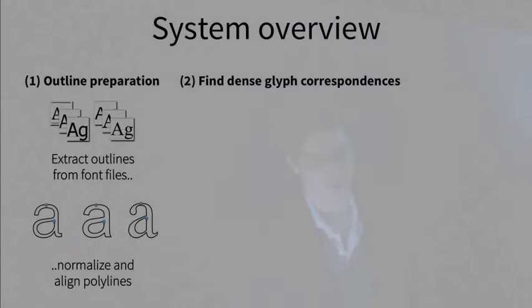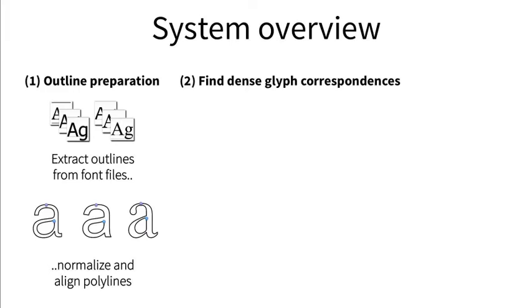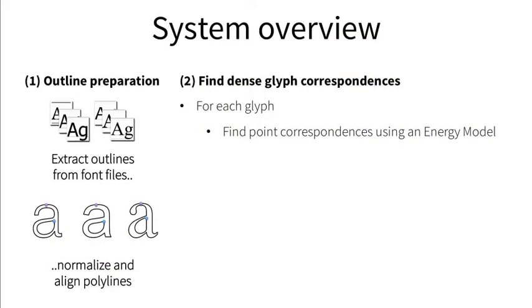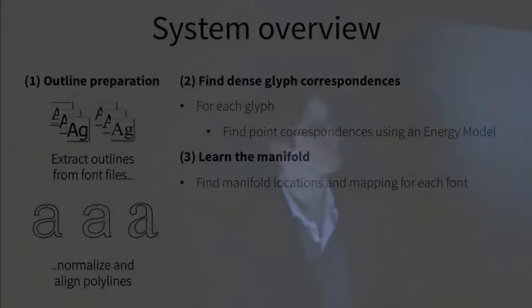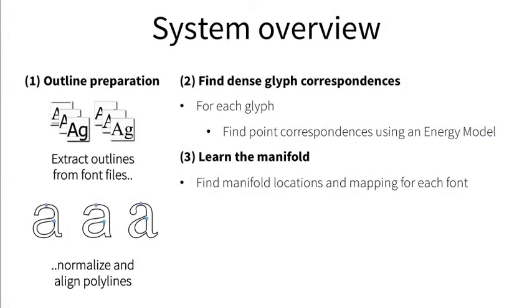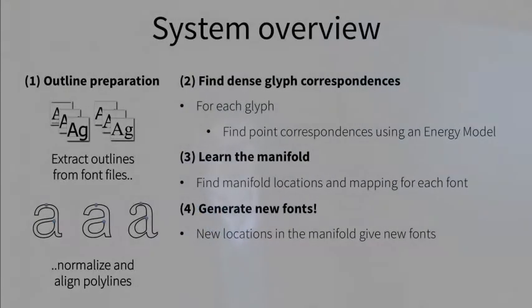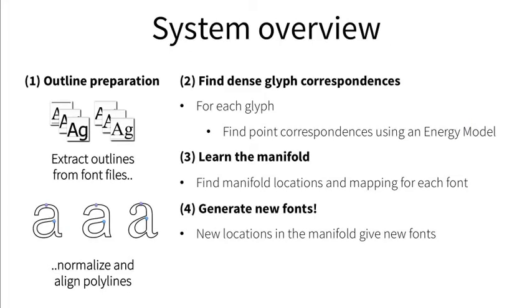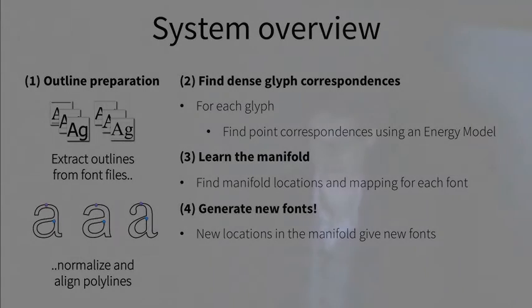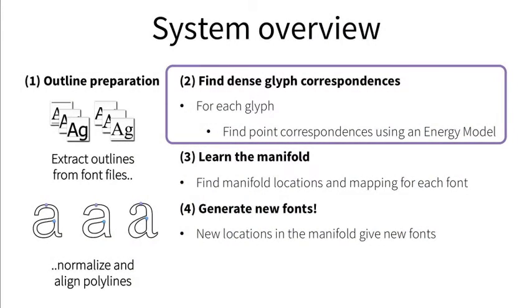Once we've got these alignments, we find these dense correspondences. For each of the individual glyphs, we find the correspondences using an energy model. Once we've got that, it gives us this parameter vector, which uniquely defines the shape of the font. Then we can take this font and put it into a GPLVM, a generative manifold, and find the mapping for each font, and then we can generate new fonts. New locations in this manifold will then give you a parameter vector, and that parameter uniquely defines the whole of the font. So I'll start by talking about how to find the dense glyph correspondences.